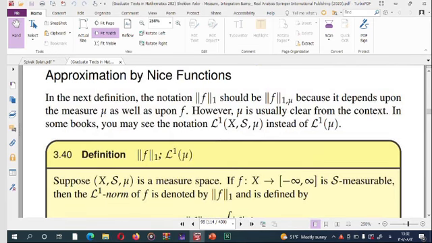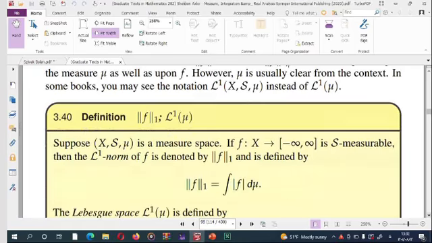This one is for the power of this, because the power of the absolute value of f equals 1, and we take the integral with respect to mu.